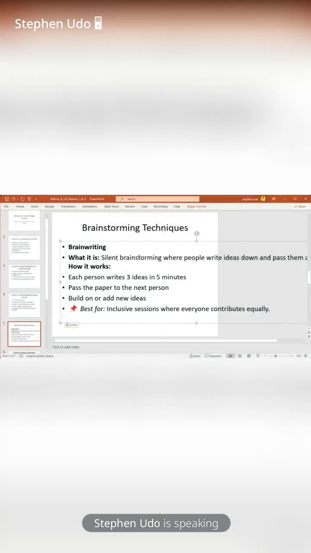Each person writes up to 3 ideas in 5 minutes. Pass the paper to the next person. Build on it, then the next person will add to the idea, or add his own new one. So it's best for inclusive sessions where everyone contributes equally.